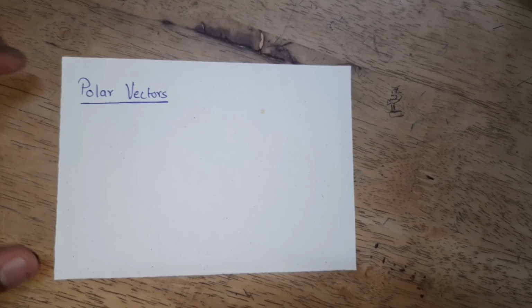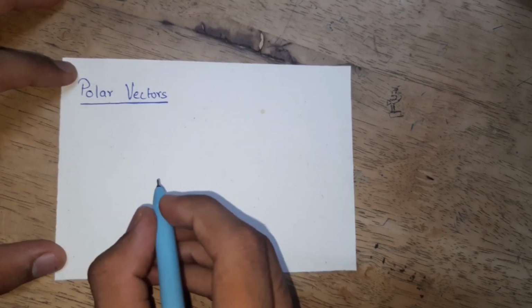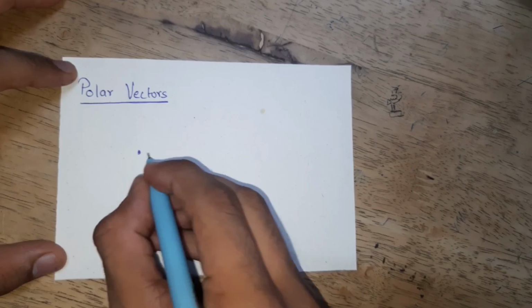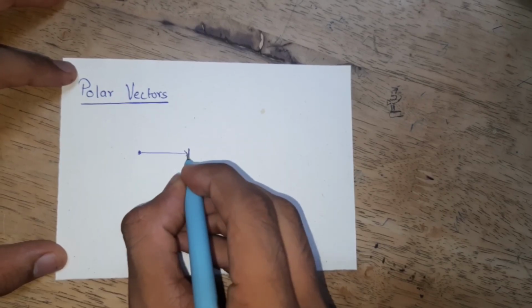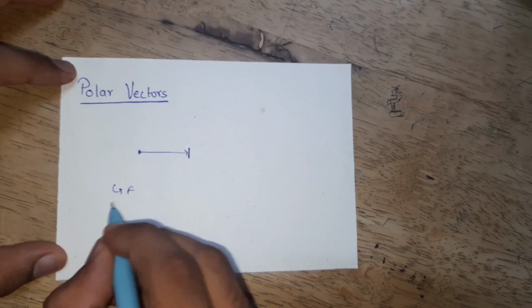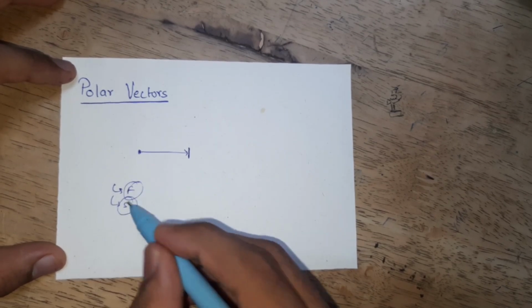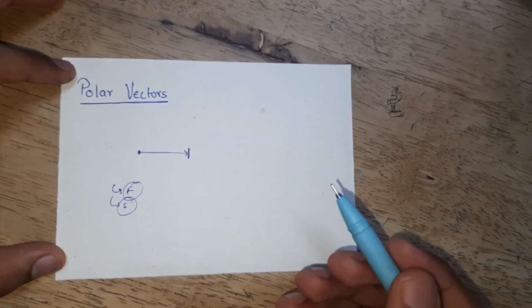So first up, we have polar vectors. So what are polar vectors? They are vectors which have an initial starting point and a final point of application. So two common examples are force and displacement. So let me explain how force and displacement are polar vectors.